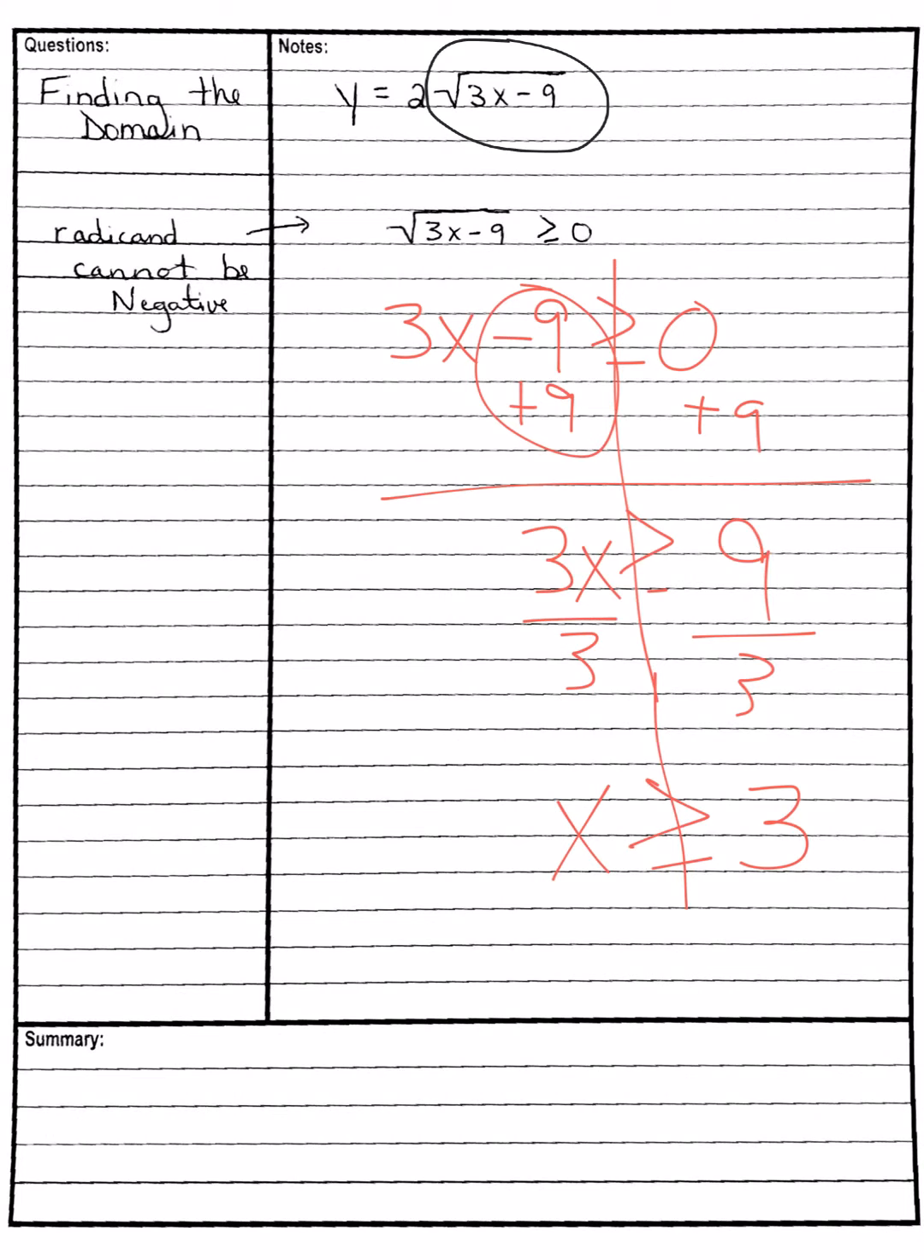Okay, so if we are finding the domain, we want to make sure that we set the radical, just the radical, I circled it here, greater than or equal to 0 because we don't want negative values. Then we can solve and figure out what values we can place in there if we were going to graph it.